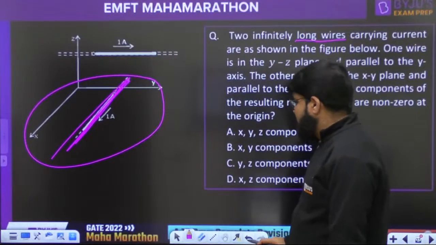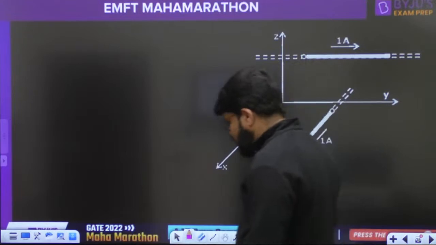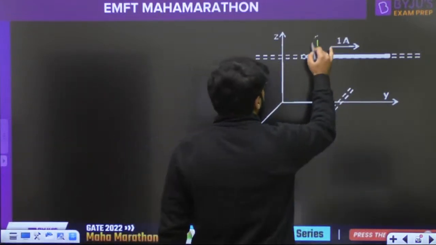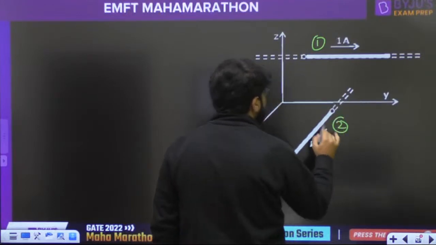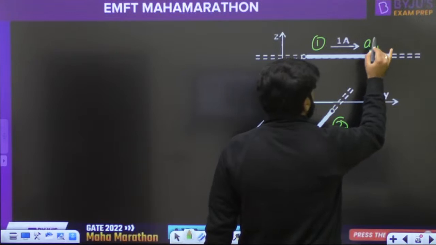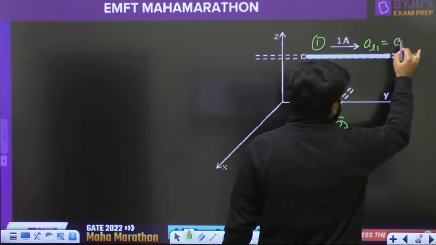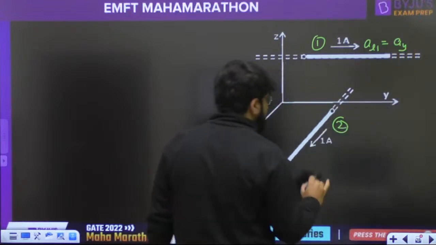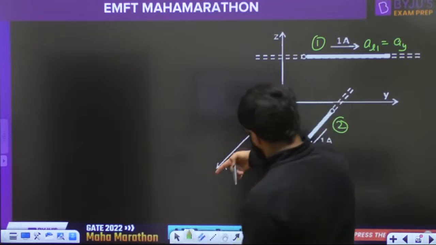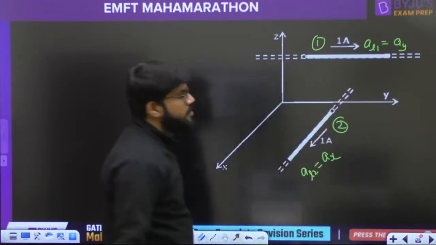Yes guys, can we solve and give the answer? Which components are non-zero at the origin? Have a look into this. This one is my first wire and this one is my second wire. Now, in the first wire, what is the direction of current? Direction of current is known as AL. So, what is AL1? The first current is along the y-axis, that is AY. Second one, what is the direction of current? AL2 is along the x-axis. So, AL2 is AX.